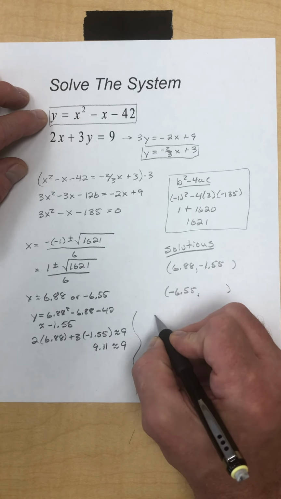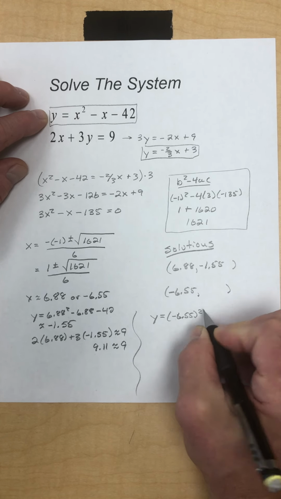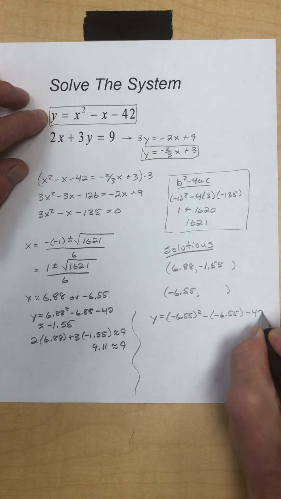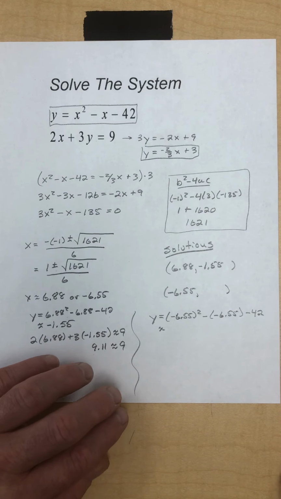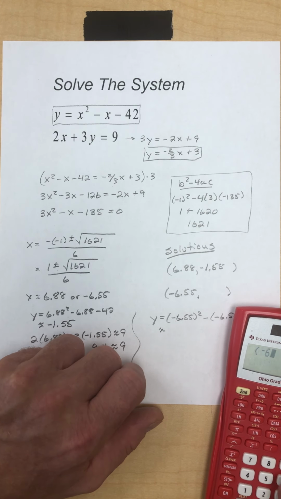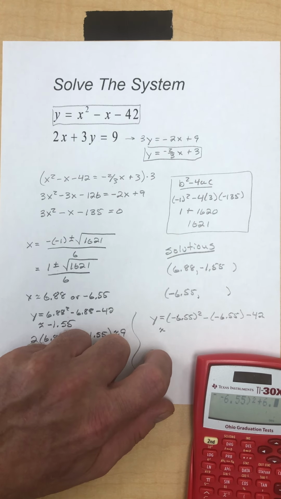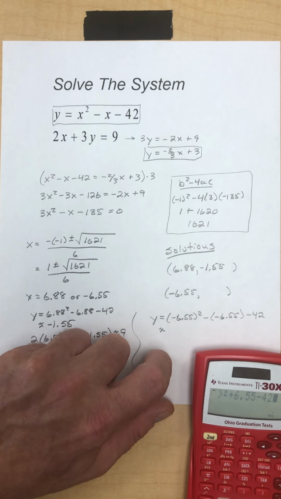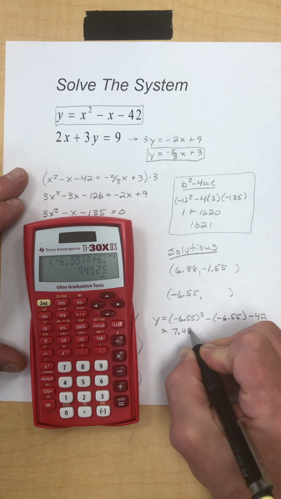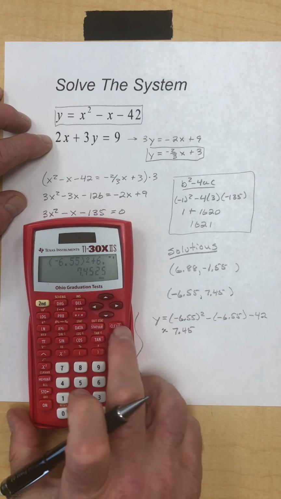I'm going to go up here. I'm going to say, okay, y equals negative 6.55 squared minus negative 6.55 minus 42. And obviously it's going to be rounded off, so let's see what happens. Don't forget the parentheses here. Negative 6.55 squared, this would be plus 6.55 minus 42. I'm getting roughly 7.45. And so I'm going to check this in the second equation and see whether or not it works out.